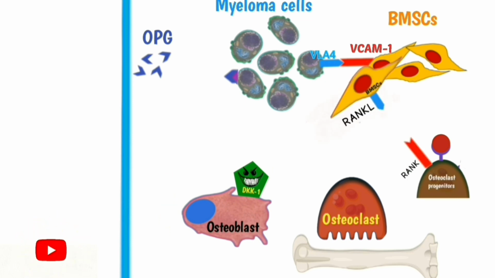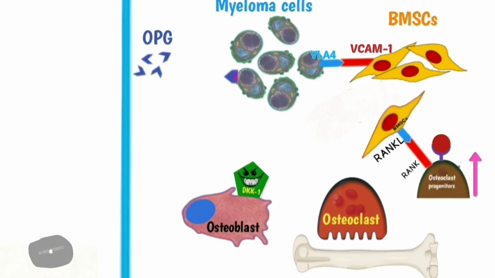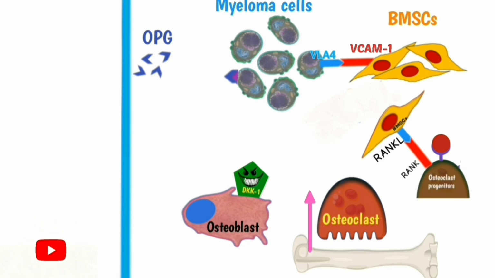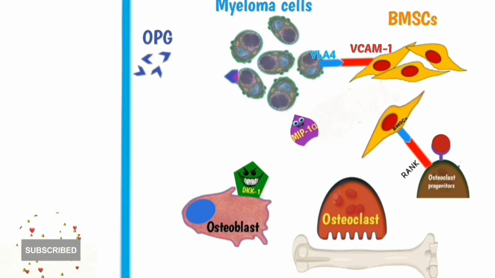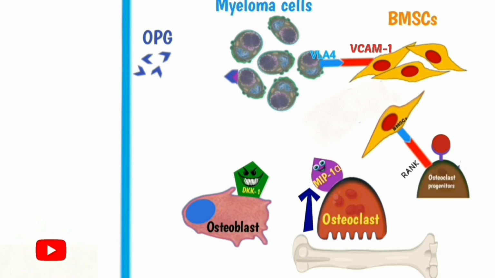The RANKL receptor is expressed on bone marrow mesenchymal stem cells and interacts with osteoclast progenitors and differentiates them into osteoclasts and increases the activity of osteoclasts. MIP-1 alpha is directly released from myeloma cells, attaches to osteoclasts and increases the activity of osteoclasts.